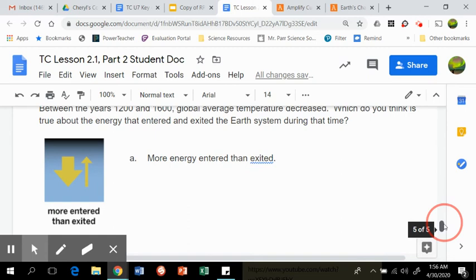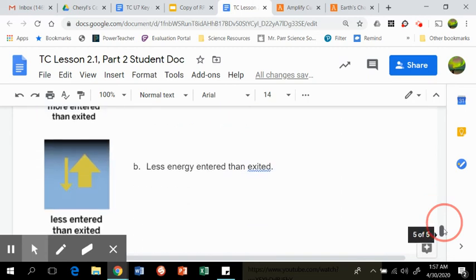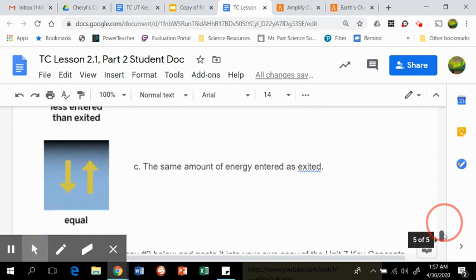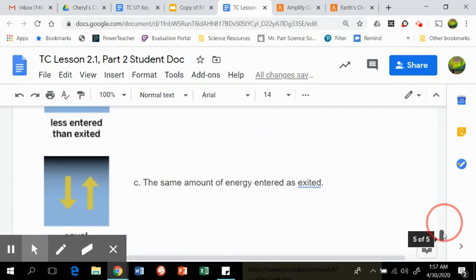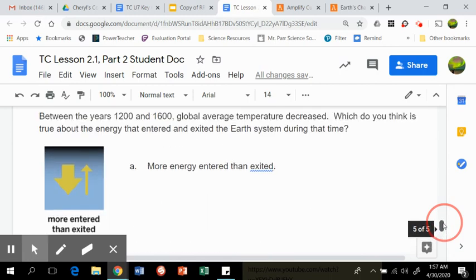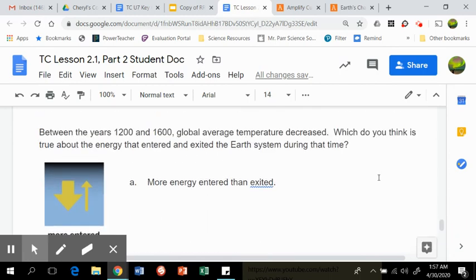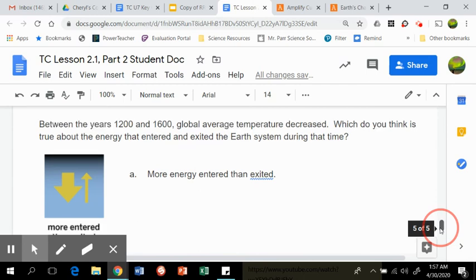A, more energy entered than exited. B, less energy entered than exited. Or C, the same amount of energy entered as exited. So I think we forgot to put highlight here, but you're going to highlight whichever one you think is correct. Between the years of 1200 and 1600, global average temperature decreased. Which do you think is true about the energy that entered and exited the Earth system during this time?